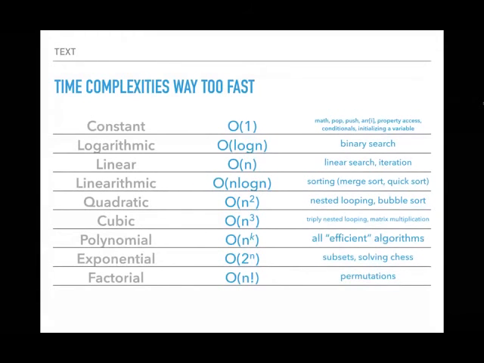Factorial is totally unmanageable. Past factorial, you get super exponential, which is like n to the n or n to the m, and then it goes up. Of course, the worst time complexity is infinity, where you have an infinite loop. That's literally your program never resolves or just runs out of memory.